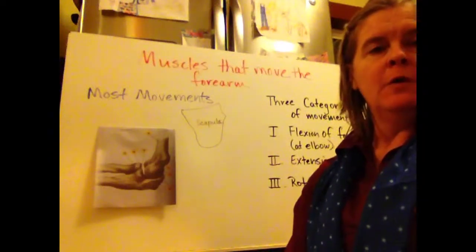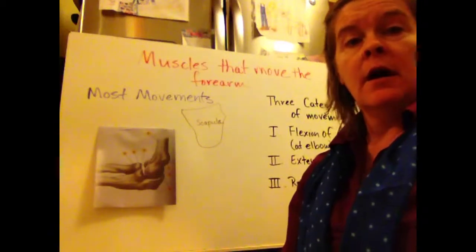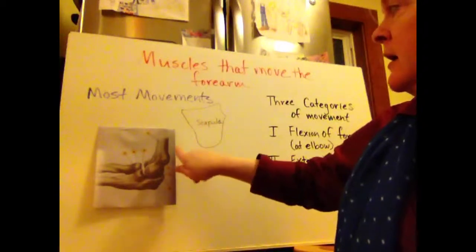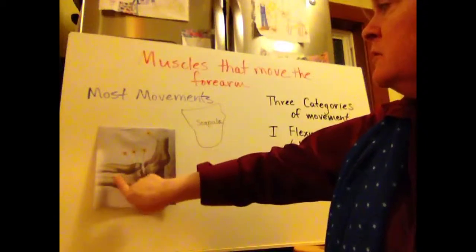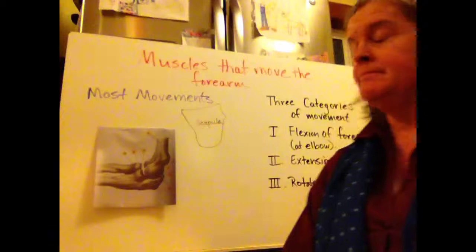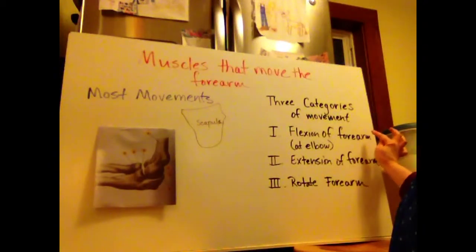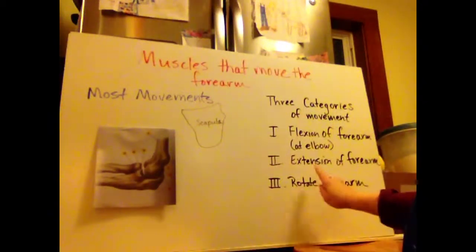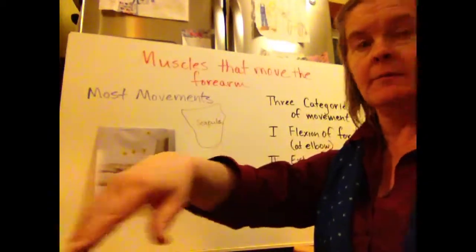Muscles that move the forearm. Most of the muscles and movements come from the scapula and from the humerus to the ulna and the radius. There are three types of movement: flexion of the forearm at the elbow, extension of the forearm, and rotation of the forearm.